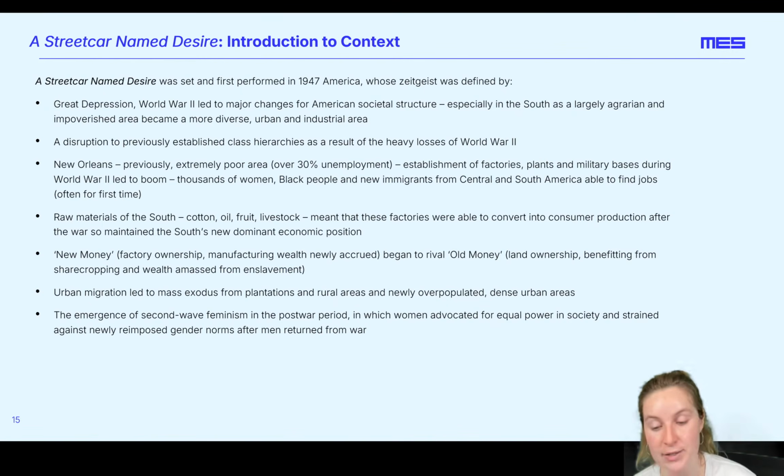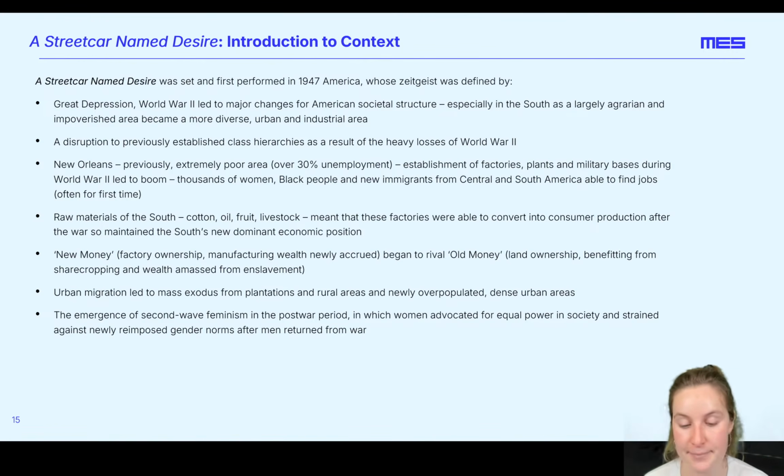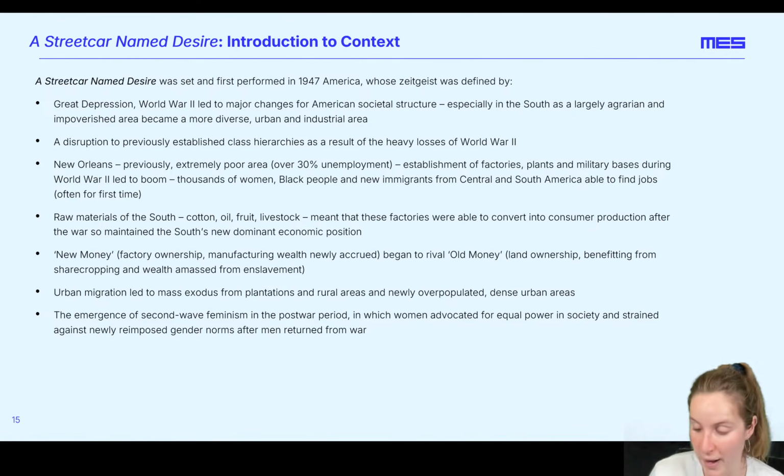Urban migration led to the mass exodus from plantations and rural areas and newly overpopulated dense urban areas, as I said. And then the emergence of second wave feminism in the post-war period, only very freshly starting in the time this was written, but certainly burgeoning as time went on, in which women advocated for equal power in society and strained against newly reimposed gender norms after men returned from war.